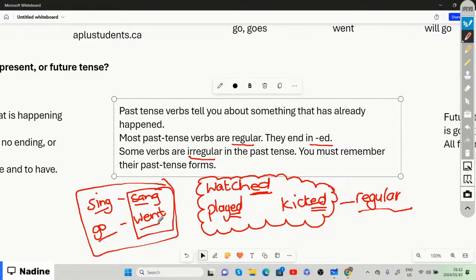And with the verbs being irregular in the past tense, there's no rule that you're going to have to follow, for example, saying it ends in ed, because as you can see, the words are different. So you're just going to have to remember the forms. You're going to have to remember the past tense form when it is irregular.